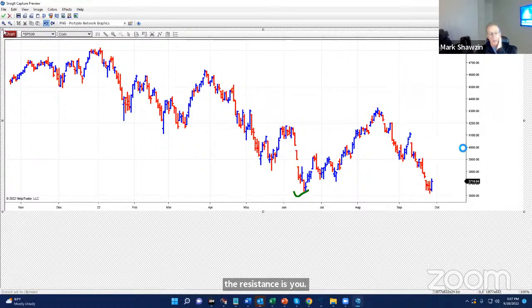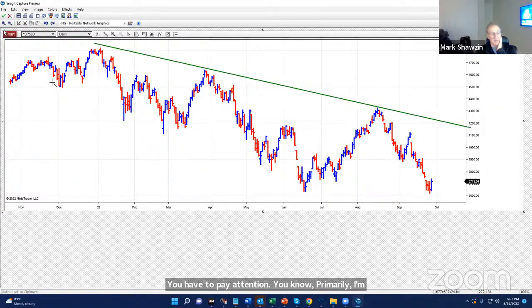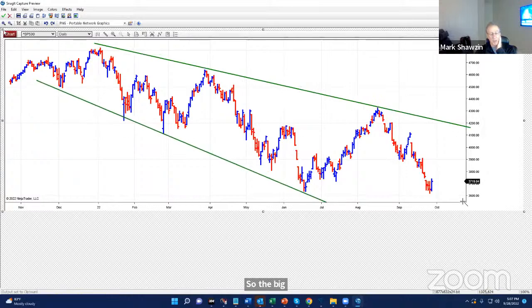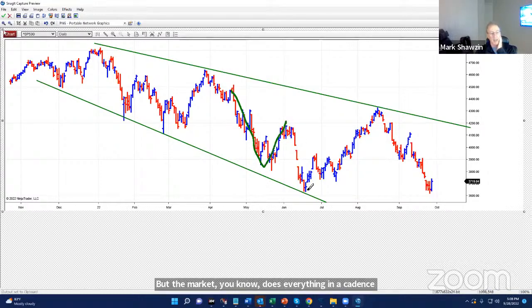Primarily I'm looking at the big picture. The big picture tells me this is a very bearish price pattern, that we're still going to go lower. But the market does everything in a cadence. It was very bearish, pulls back on the elastic band, goes. Pulls back, makes a new low.